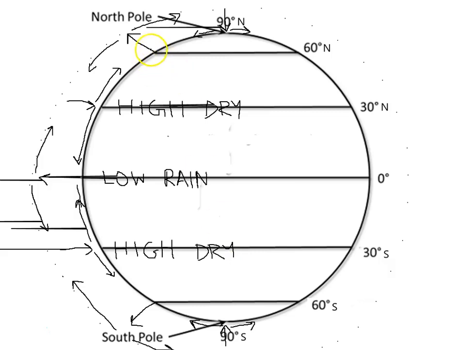So right here we've got rising air, which creates low pressure. We didn't write our pressure zones up here. Just like the equator is low pressure and rainy, 60 degrees north is low pressure, rainy. That's because you've got air that is rising up, getting colder, and releasing it back down as rain. 60 degrees south, also low pressure. Air is rising, that creates low pressure, and where there's low pressure, there's rain.